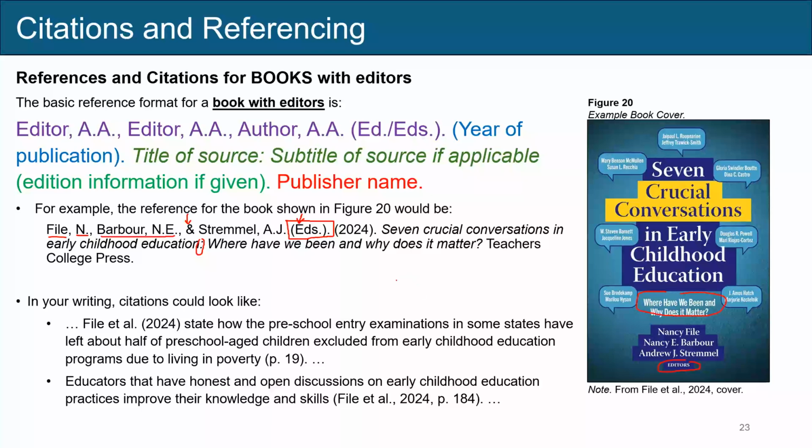So because there are 3 or more editors, authors in this case, we just use the first author's last name, and then we use et al. In our citations, just like we did for the last one. So File et al. state how the preschool entry examinations in some states have left about half of preschool-aged children excluded from early childhood education programs due to living in poverty. So that comes from page 19 of this book.